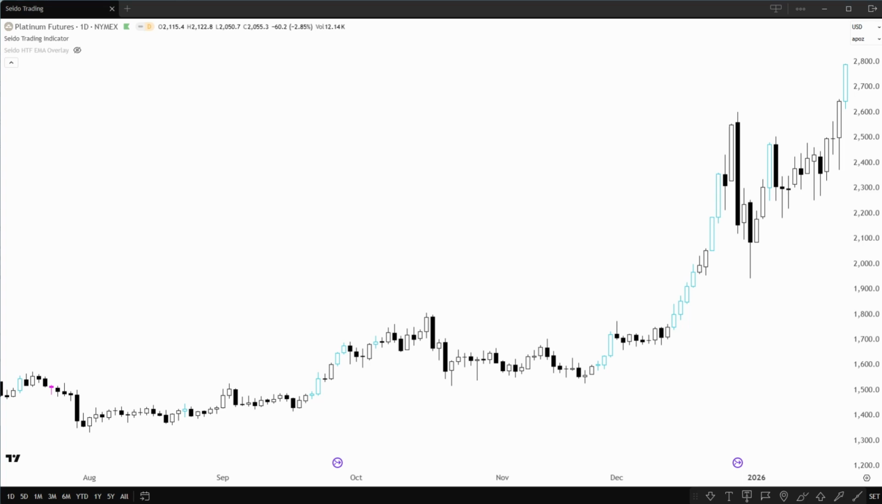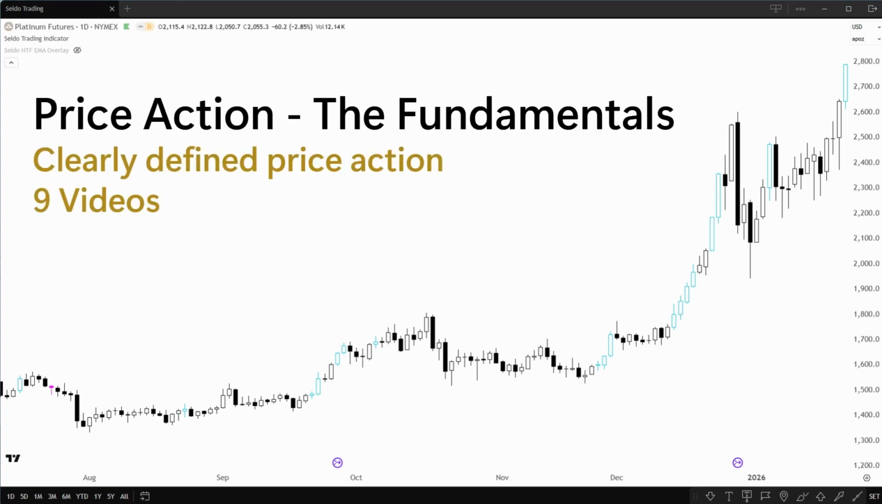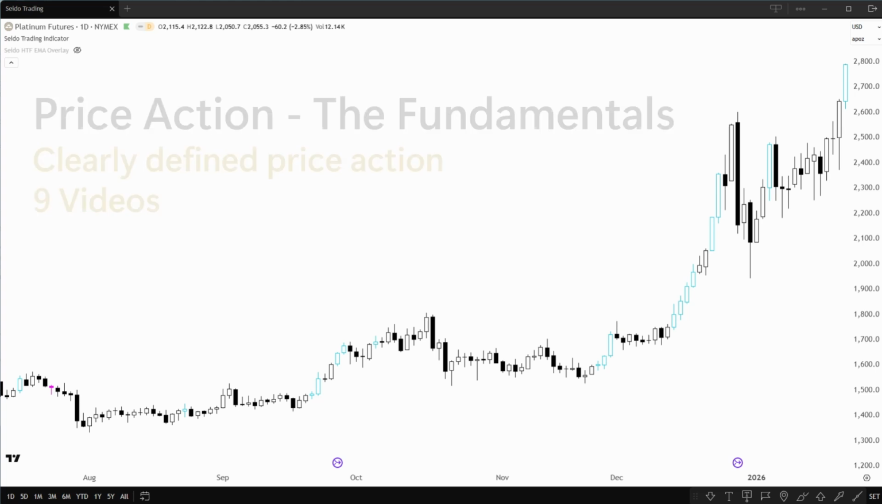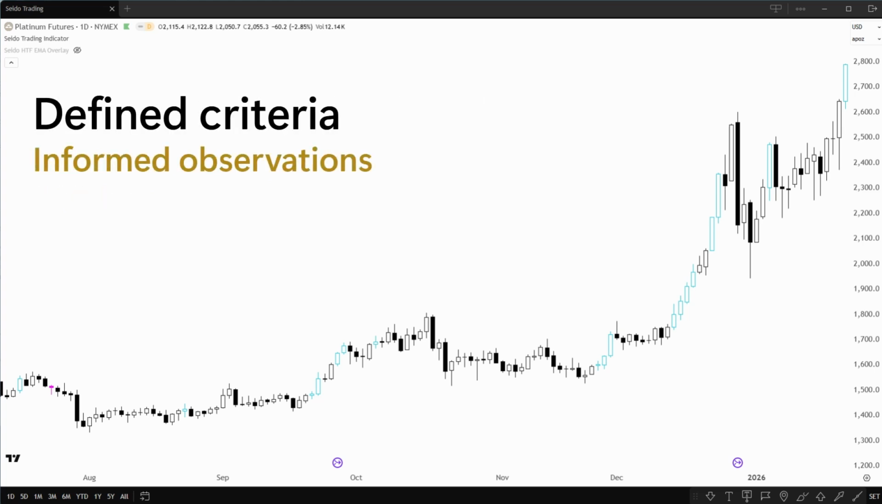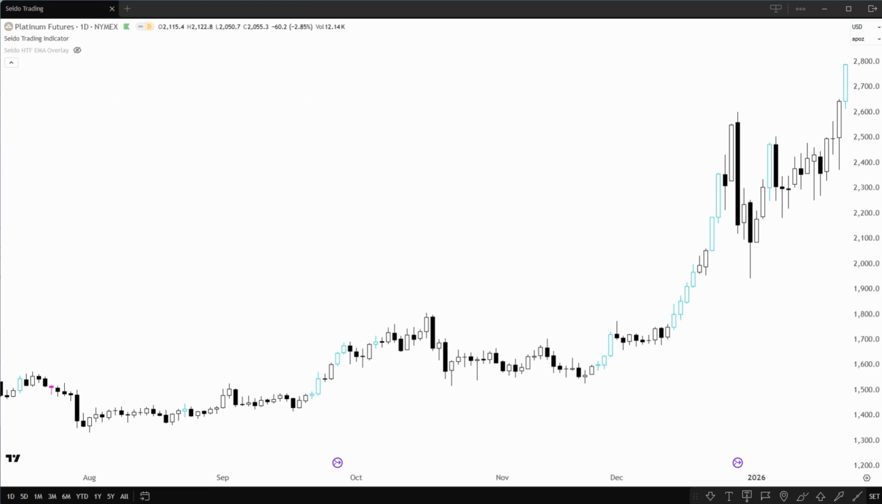The series covers the fundamentals of price action, breaking it down into clear principles. Each lesson provides definitions of price action concepts, followed by examples taken directly from the market. Once we build this framework with clear definitions and have criteria for how market participants respond to price, we can then make informed observations about the likely future behaviour of the market.